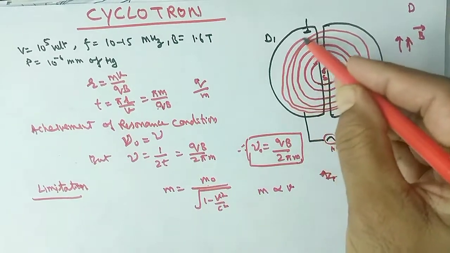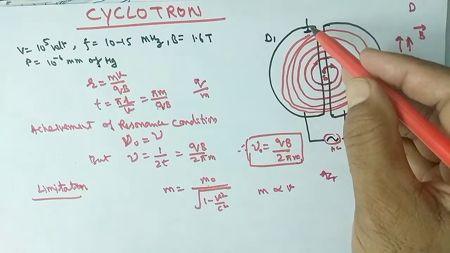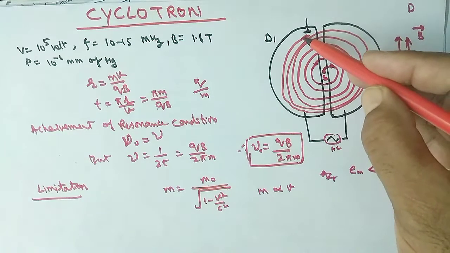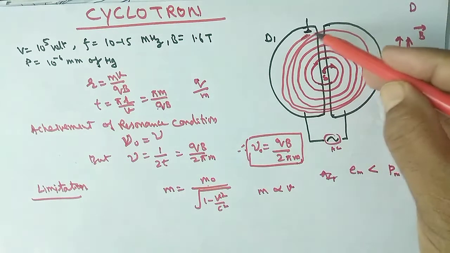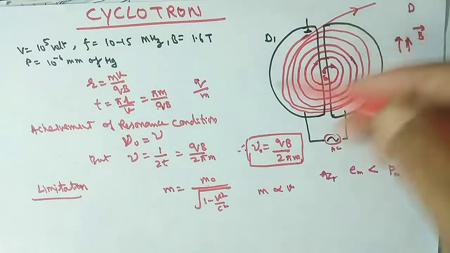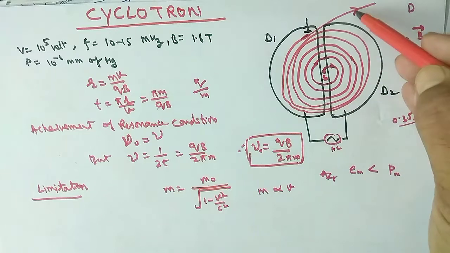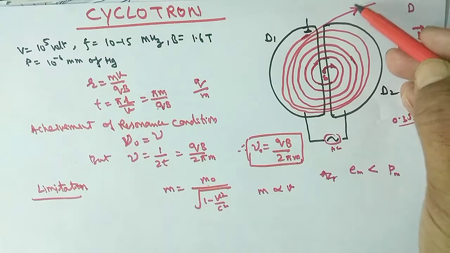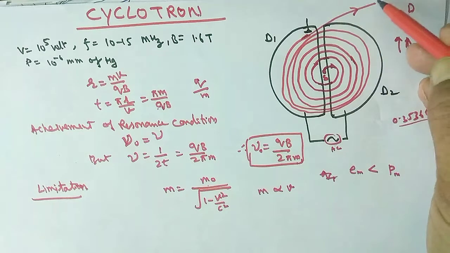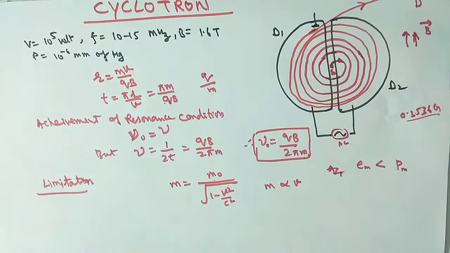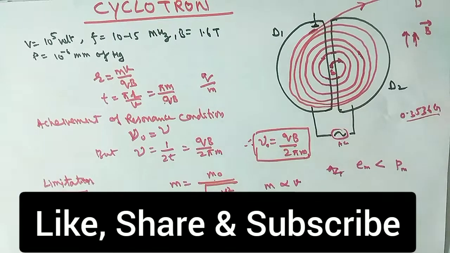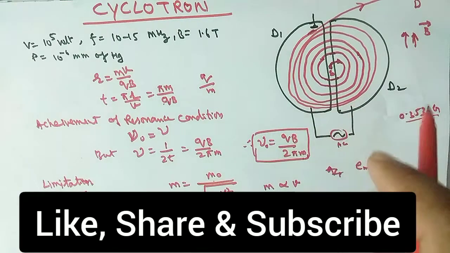There is a provision of a deflector here. We have a deflector which deflects the positive charged particle from its path to go outside. And this highly accelerated charged particle will come out from the cyclotron, which can be used for different purposes in physics. So this is about the cyclotron.